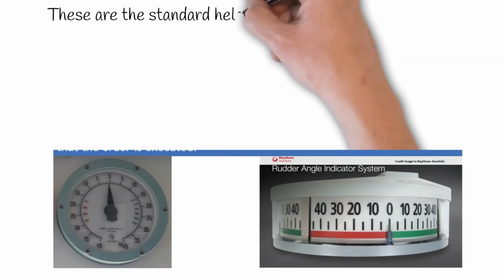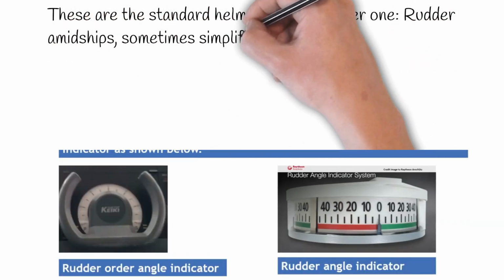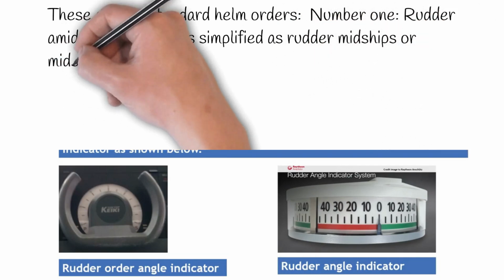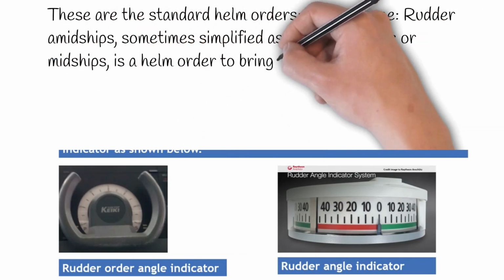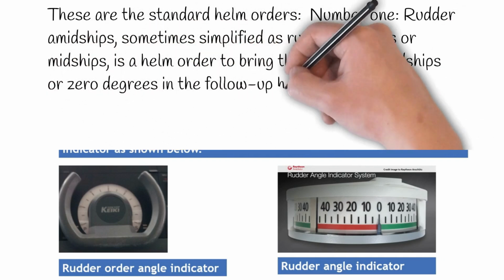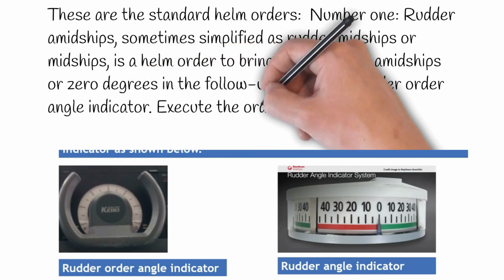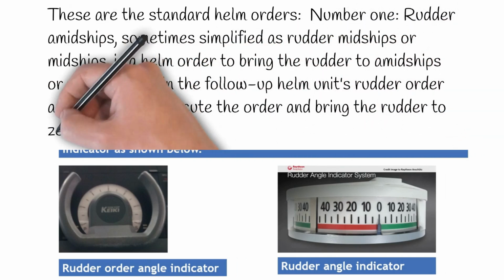These are the standard helm orders. Number 1. Rudder amidships, sometimes simplified as rudder midships or midships, is a helm order to bring the rudder to amidships or 0 degrees in the follow-up helm unit's rudder angle indicator. Execute the order and bring the rudder to 0 degrees in the rudder angle indicator as shown below.